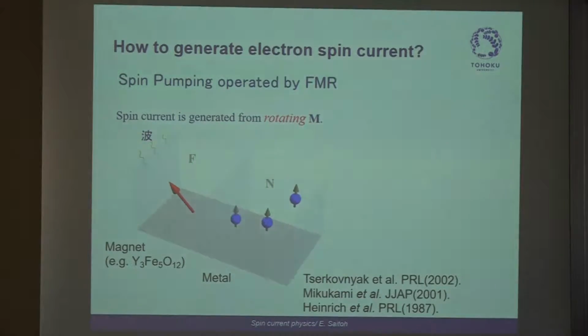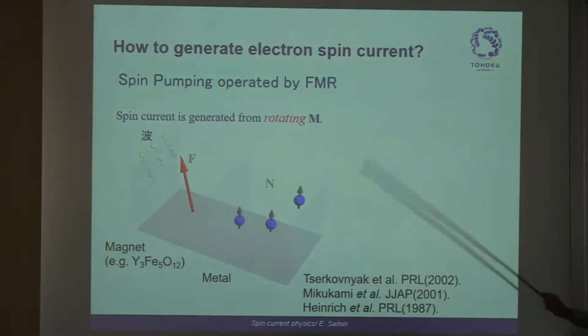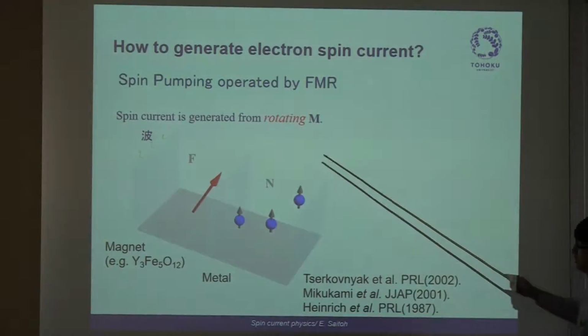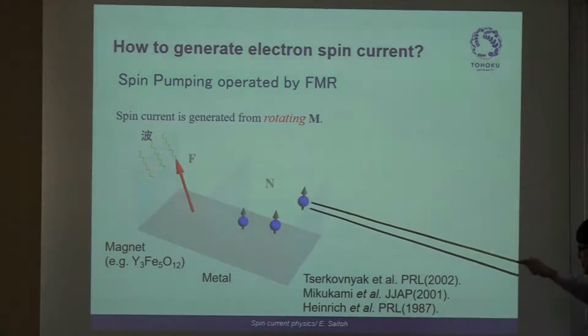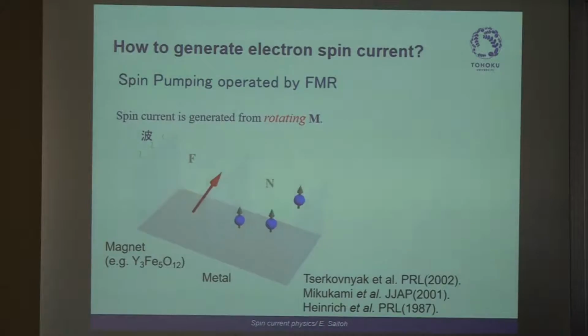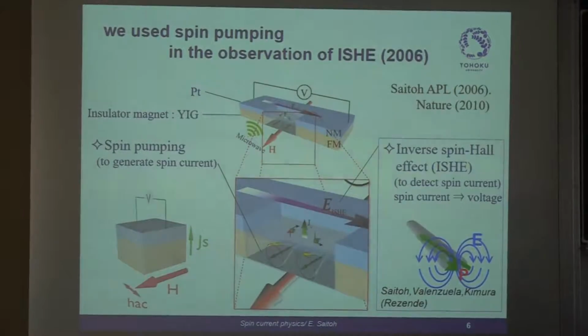Spin pumping is the generation of spin current from the magnetization precession motion like this. This is the ferromagnet, and this part is conductor. And from the magnetization cyclic motion, a pure spin current is generated. This is the spin pumping. This is the simplest implementation for the spin pumping under inverse spin Hall effect.